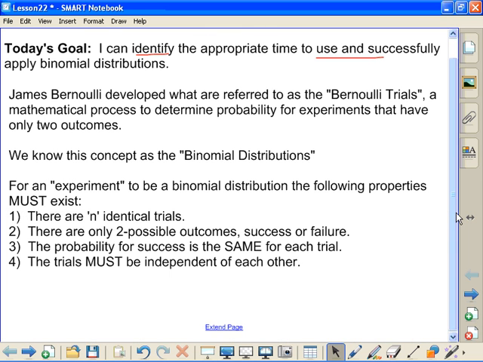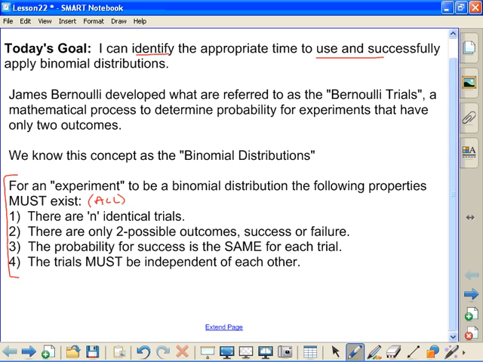These conditions must be met in order for it to be a binomial distribution. So what I would recommend is that you put this on your cheat sheet somehow, and you can shorten it up however it works. But it's very, very important being able to answer these questions. So for an experiment to be a binomial distribution, the following conditions must be met. Not a combination, all of them have to be met.